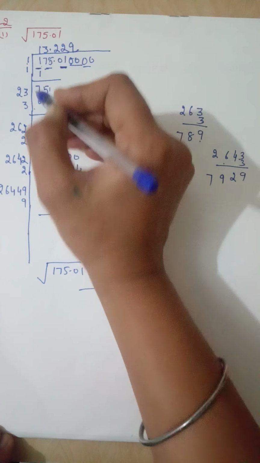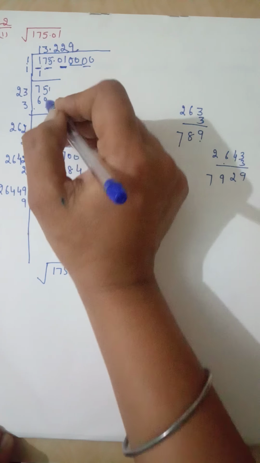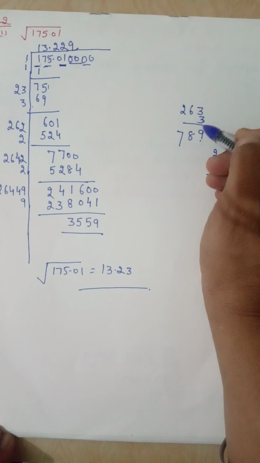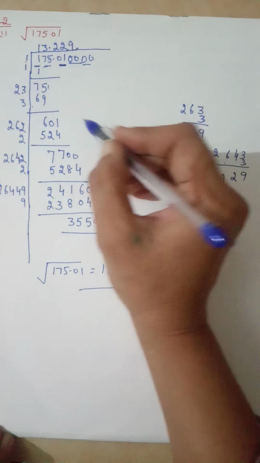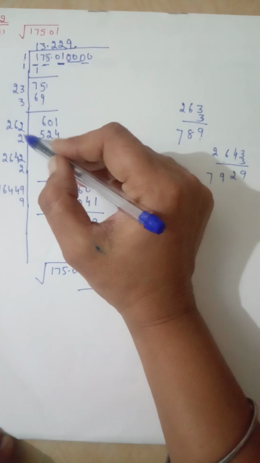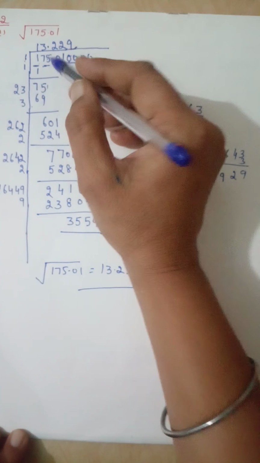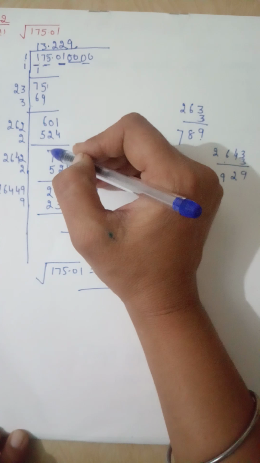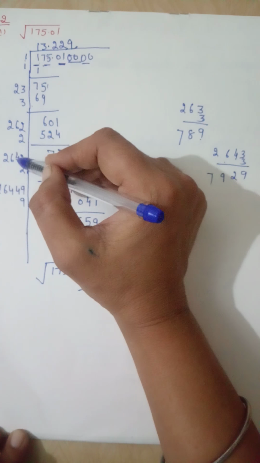Now 2 3s are 6. If we say by 3, we can check: 3 3s are 9, 3 6s are 18, 3 2s are 6 plus 1 is 7. It is more, so we divide by 2. 2 2s are 4, 2 6s are 12, 2 2s are 4 plus 1 is 5. Now we write it: 11 minus 4 is 7, 9 minus 2 is 7. Now 262 plus 2 is 264.